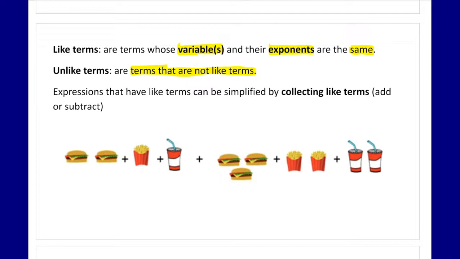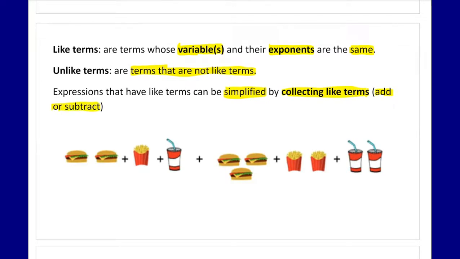Expressions that have like terms can be simplified by collecting like terms. So collecting like terms is a way of simplifying an expression, and we do that by adding or subtracting.